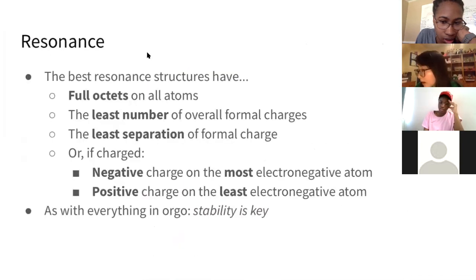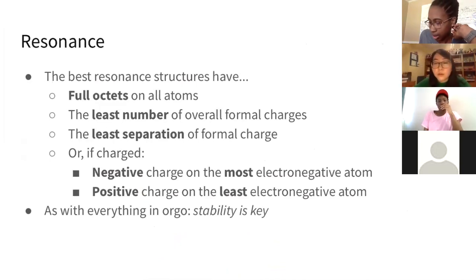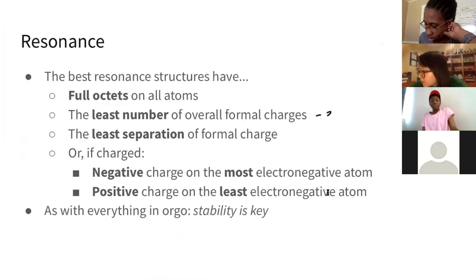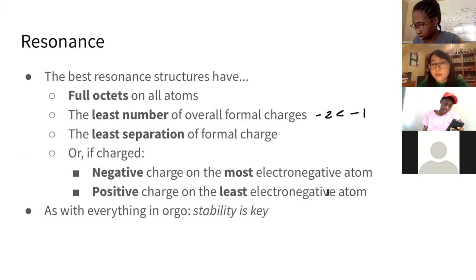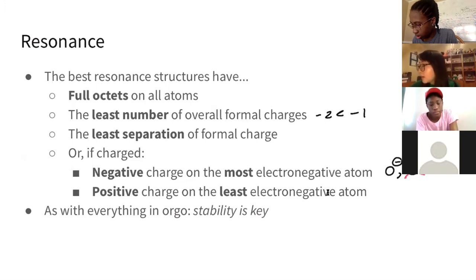We are running a little bit low on time, so I'll go ahead and do this slide and then skip the next one. So basically the best resonance structures are ones that have octets on all the atoms, and the least number of formal charges, which means basically you'd rather have a charge of -1 than -2. Least separation of formal charge, meaning that you'd rather have all your charge on one atom than on several atoms. And if you have a charged molecule, you want the negative charge to be on the most electronegative atom, like Sydney said. So if you had oxygen and carbon, and let's say they're both negatively charged, you'd rather have it on the oxygen.